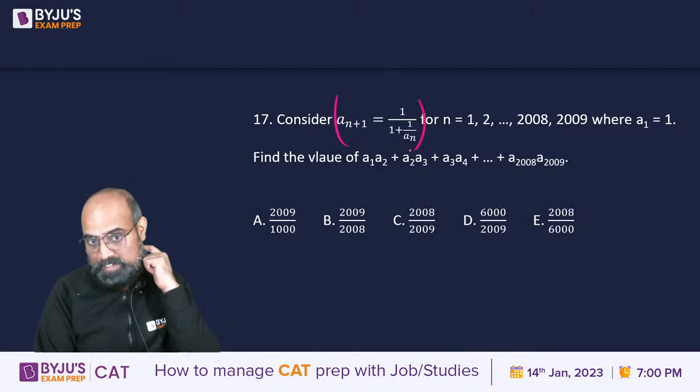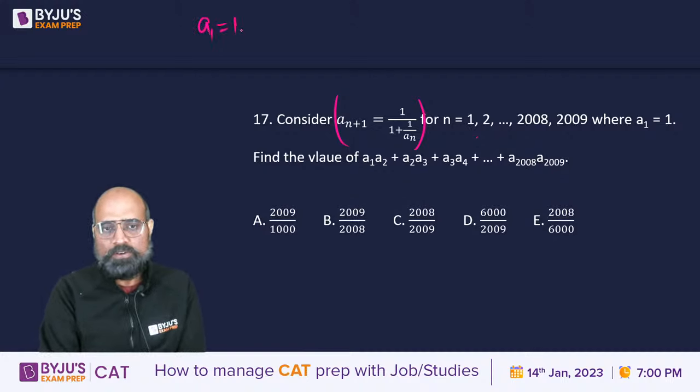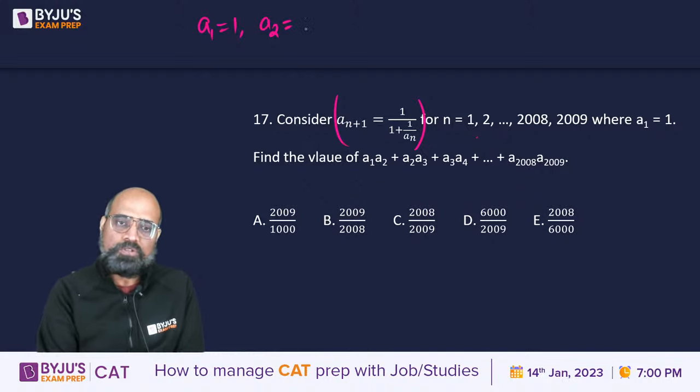We are given a relation between a term and the previous one for n equal to 1 to 2009. A1 is given as 1. We need to find out A1, A2, A3, like this. Okay, let's see, if A1 is 1, what will A2 be? So A2 is going to be 1 by 1 plus 1 by 1. So this is going to be 1 by 2.